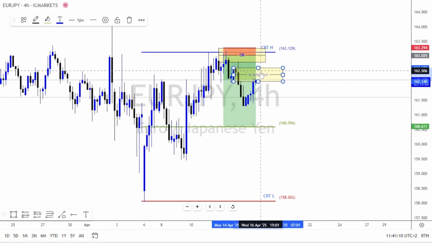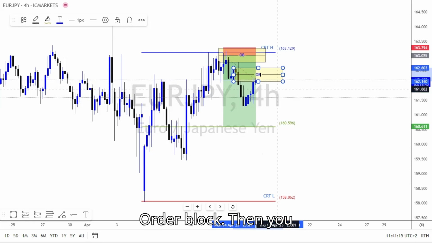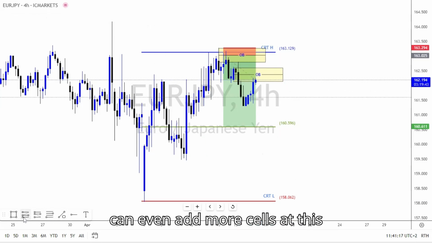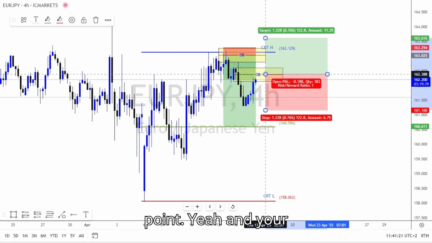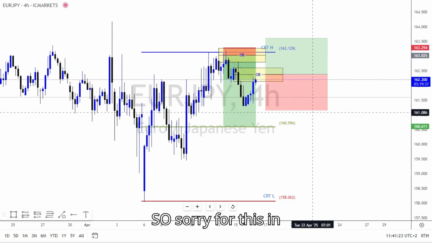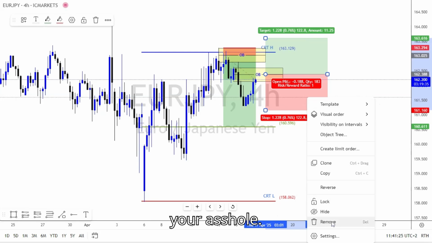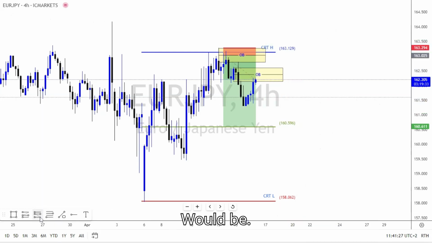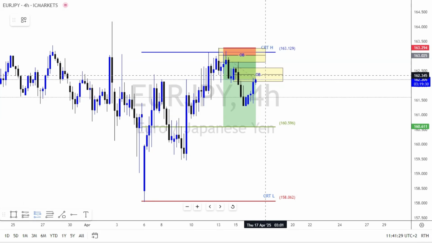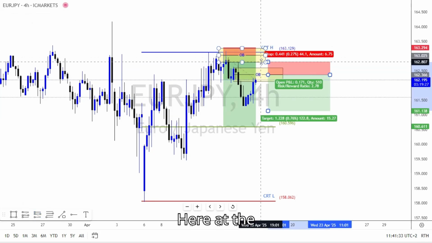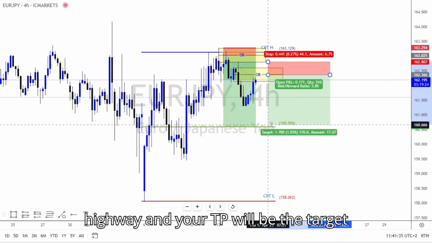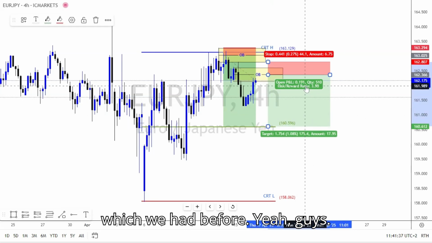Then you can even add more sells at this point. Your SL would be here, at the high wick, and your TP will be the target which we had before.